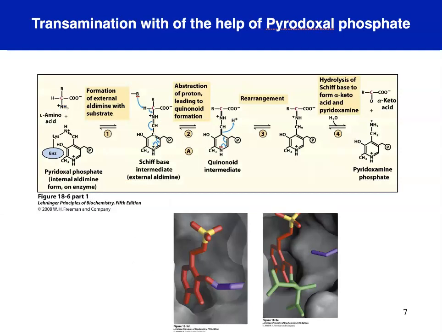Now, the coenzyme of the aminotransferases is pyridoxal phosphate, which is a vitamin B6 derivative. Pyridoxal phosphate temporarily binds the amino groups to form pyridoxamine phosphate. It's shown here in the structure, and it's also shown here in the figure.